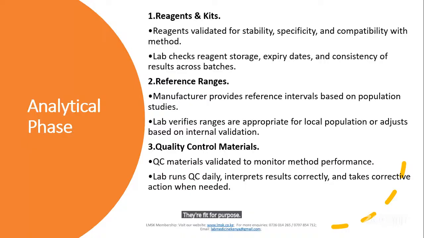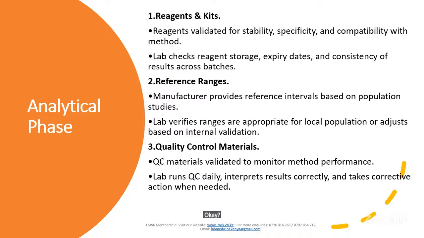But then you as a lab cannot adopt these reference ranges blindly, because what was fit for purpose in Europe does not actually translate to what is fit for use in Kenya. So what does the lab do? The lab verifies that these ranges are appropriate for local populations before adoption. And if they're not appropriate, you adjust based on internal validations, okay?